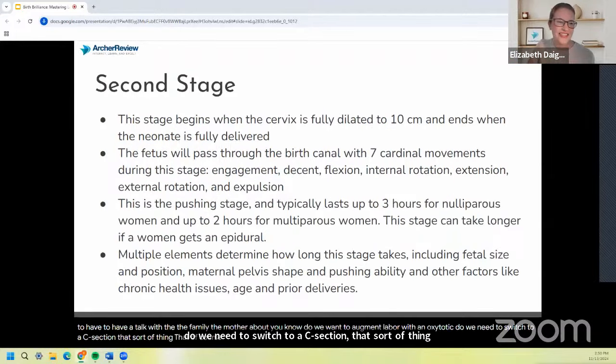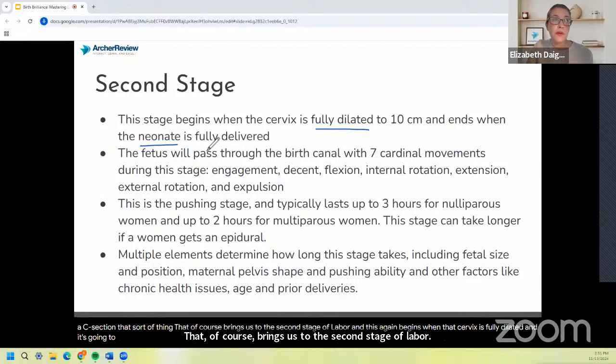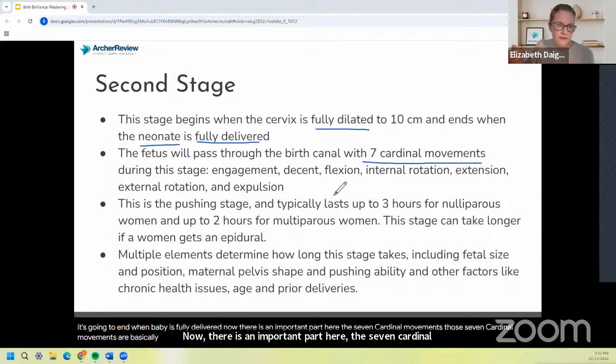That, of course, brings us to the second stage of labor. And this again begins when that cervix is fully dilated, and it's going to end when baby is fully delivered. Now, there is an important part here, the 7 cardinal movements. Those 7 cardinal movements are basically how that fetus is going to pass through the birth canal. And real quick, I want to talk through those with you.